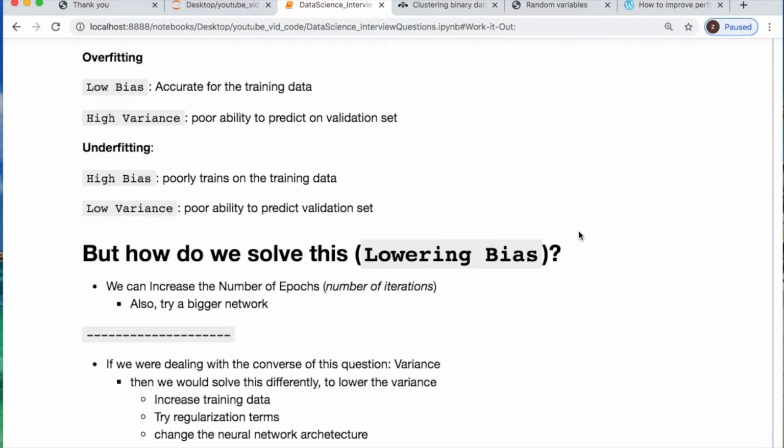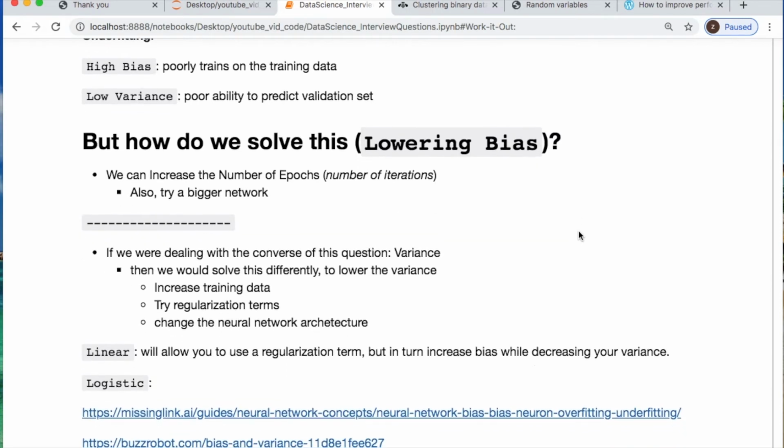So overfitting: low bias, accurate for the training data, but then you have a trade-off of high variance, which gives you a poor ability to predict. Whereas the reverse is you have a high bias, but you're poorly trained on the training data, and you have a poor ability to now predict your validation set. But then how do we start evaluating a resolution for this?